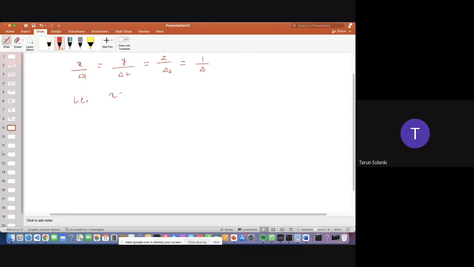That is, x is equal to delta 1 by delta, y is equal to delta 2 by delta, and z is equal to delta 3 by delta again. Correct? So here we're going to take some cases. Case 1: if delta is not equal to 0, then x is delta 1 by delta, y is delta 2 by delta, z is delta 3 by delta.